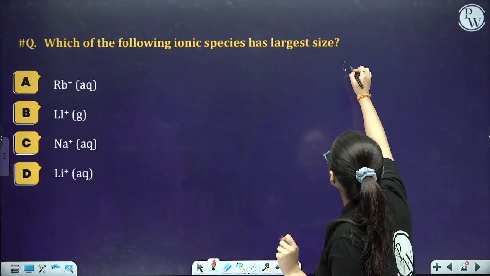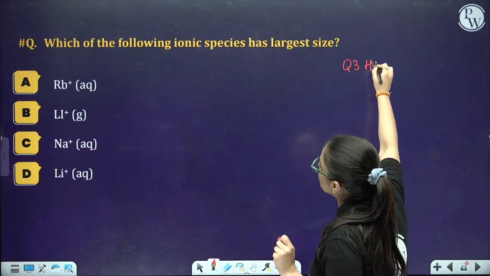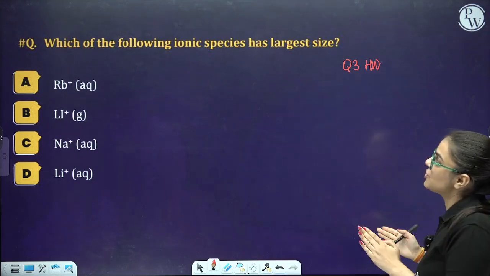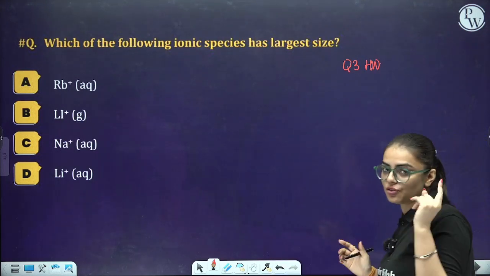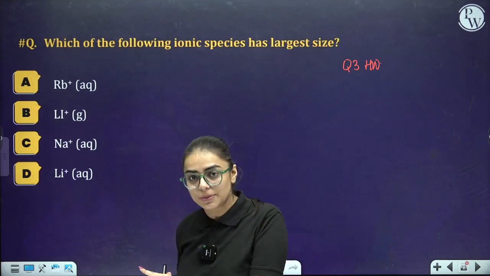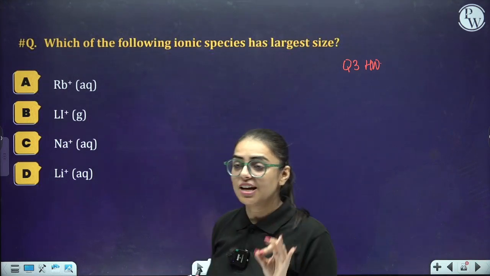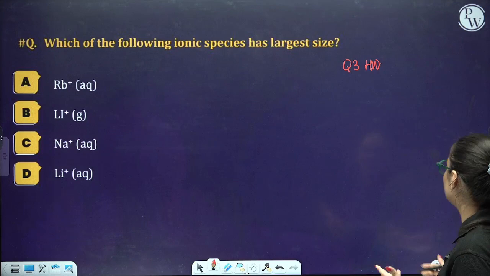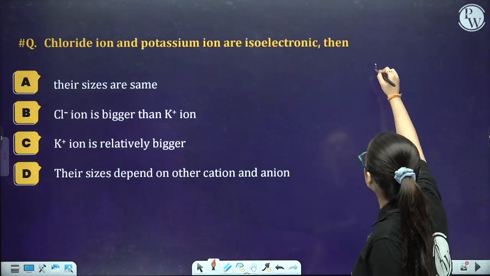Now comes your question number 3 as homework. Let us read it. Which of the following ionic species has the largest size? Repeating again, the trend is going to remain the same as for atomic radii. The trend is the same for them. So you have to just see along the trend. Let us see the next, fourth homework question.